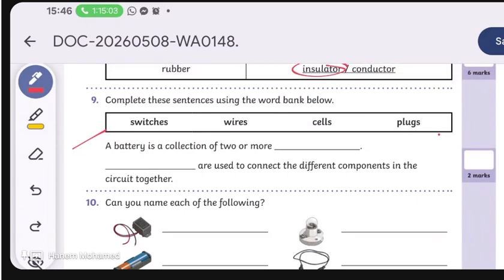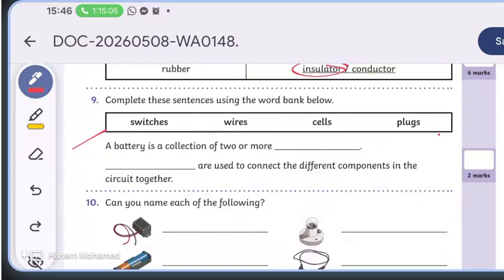Okay. So here, Judy, we have switches, wires, cells, and plugs. A battery is a collection of two or more what?